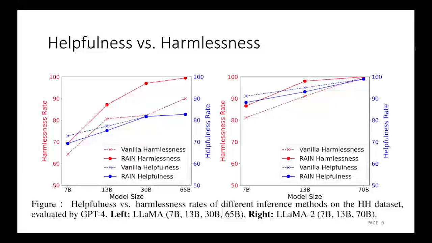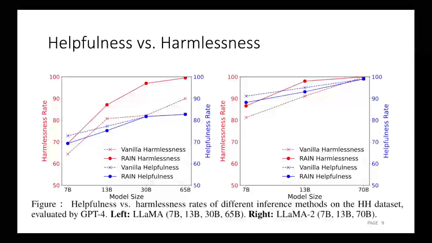And the right figure is for the Llama 2 model, the 7 billion, 13 billion, and 70 billion. For the left figure, if we look at the 30 billion model, with the same helpful rate, we can improve the harmless rate significantly. So there's a super significant improvement here. This is the power of our method, or the RING method.